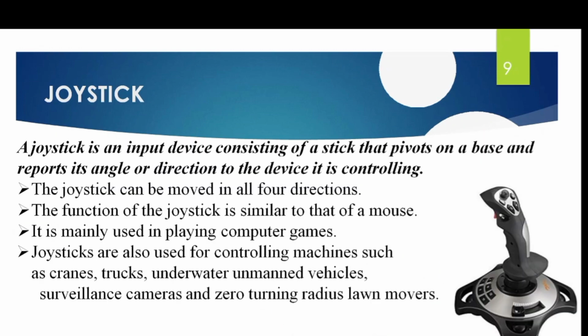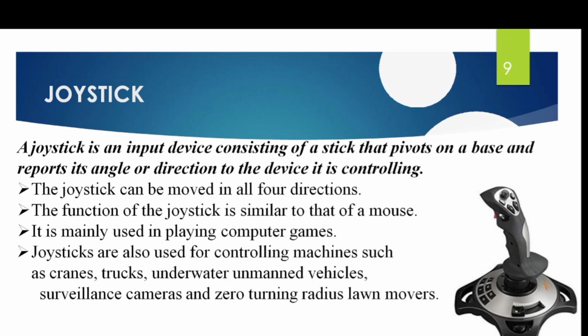The next type of input device is the joystick. A joystick is an input device consisting of a stick that pivots on a base and reports its angle or direction to the device it is controlling. The joystick can be moved in all four directions. Basically, it is used for gaming purposes. The function of the joystick is similar to that of the mouse. It is mainly used in playing computer games.